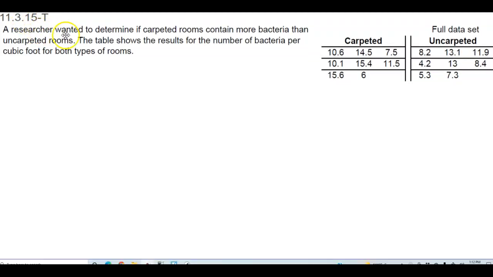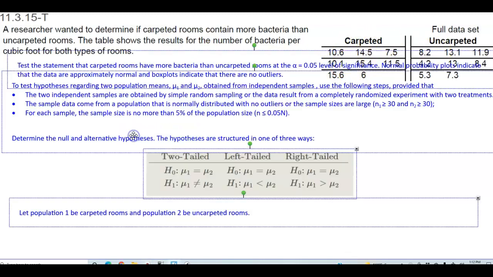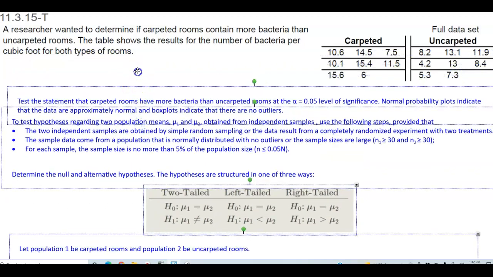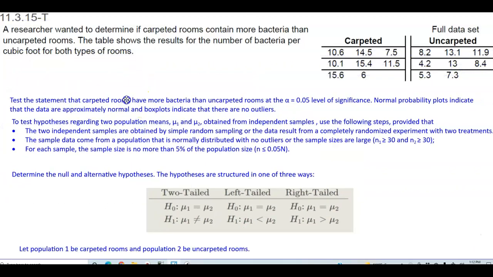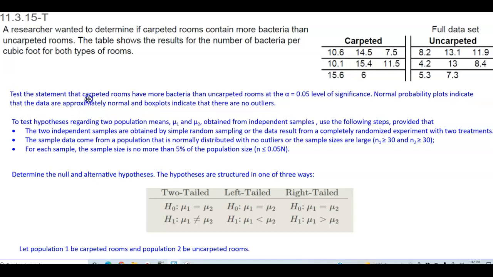11.3.15-T. A researcher wanted to determine if carpeted rooms contain more bacteria than uncarpeted rooms. The table shows the results for the number of bacteria per cubic foot for both types of rooms. So here's the first part, carpeted, and then here's the uncarpeted. Alright, so what we want to do is test the statement that carpeted rooms have more bacteria than uncarpeted rooms at the significance level of 0.05.